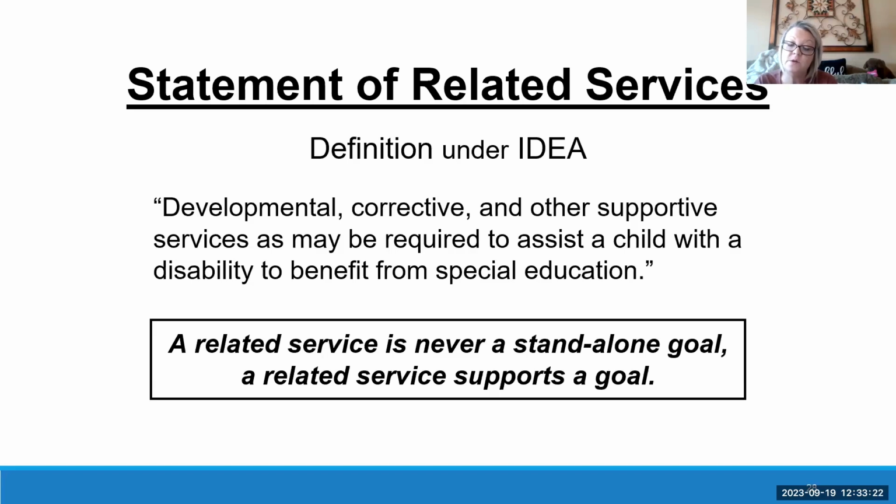Related services also include school health services and school nurse services, social work services in schools, and parent counseling and training.